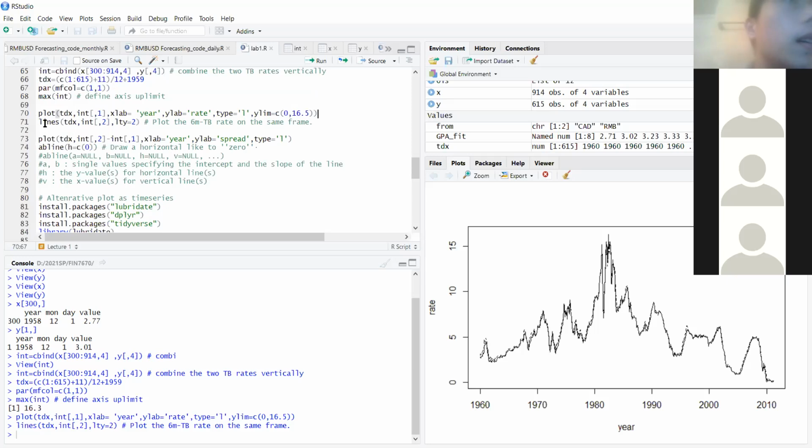Okay, but remember the lines here. When we plot the 3 months, we use the plot function. But when we plot the 6 months, I simply use the lines command. What's the difference between the two? We understand the plot, right? The plot is simply x and y in a formal figure. Lines is another function that is good if you want to plot more than 2 lines in the same graph, you want to use the lines.